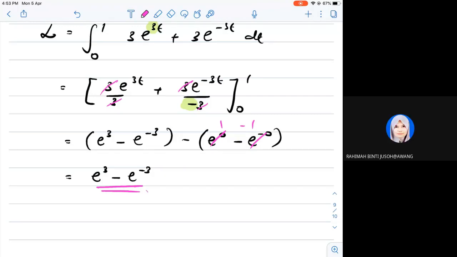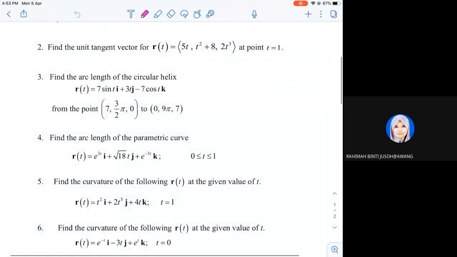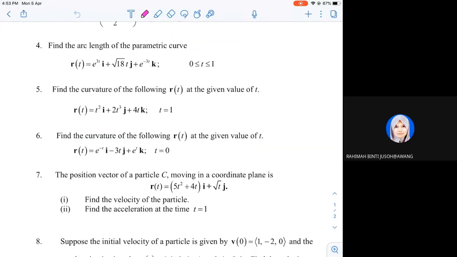Yes. Okay, good. So next question. Okay, curvature. Curvature ni ada banyak formula guys. Curvature.